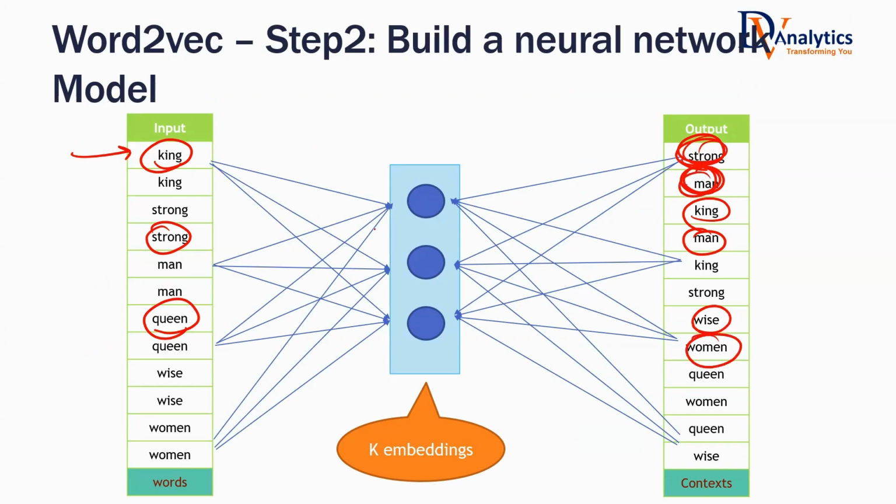So once you build this model, once all these weights are calculated, then you supply the value of strong, and whatever the hidden layer output values are, these 3 values together will be called vectors. I'm just giving you a brief of Word2Vec. If you are already aware of Word2Vec, you can skip this and go further.